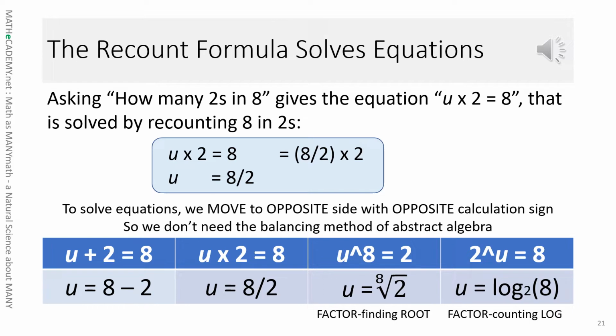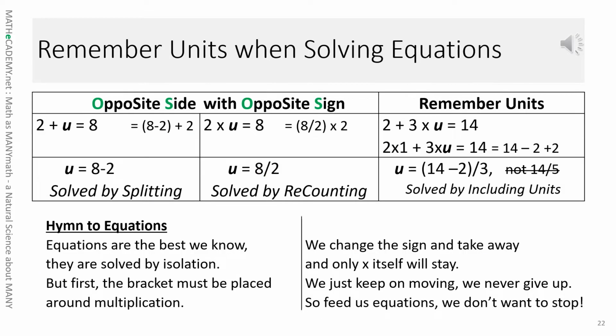This method works all over: plus to minus, multiplication to division, exponent to root, and base to logarithm. Remember units when solving equations. In the equation 2 plus 3 times U equals 14, we first include the units. 2 times 1 plus 3 times U equals 14, or 2 plus 3U equals 14, that splits into 14 minus 2 plus 2. So we find U by recounting 12 in 3s.